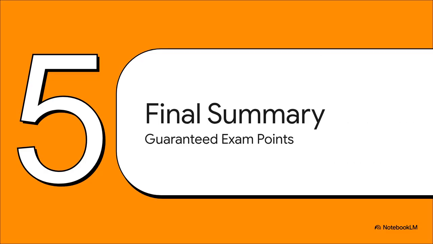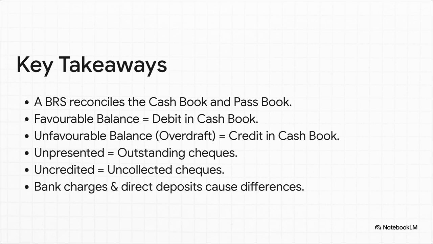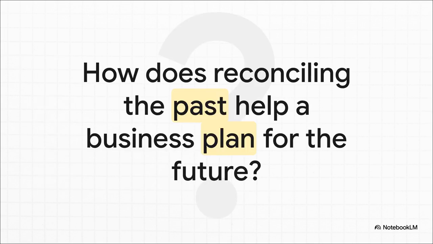Okay, to finish up, let's do a very quick review of the most important points. If you only have time to memorize a few things for your exam, make it what's on this next slide. So let's run through it one last time. A BRS just explains the difference between your books and the bank's. A favorable balance is a debit in your cash book. An overdraft is a credit. You need to know the synonyms. Unpresented means outstanding, and uncredited means uncollected. And finally, remember that things like bank charges or direct deposits are common reasons for the balances to not match up at first. And that brings us to the end.